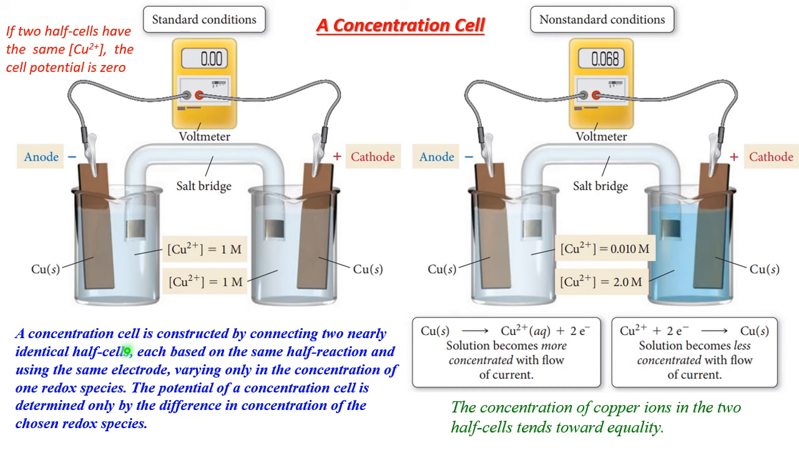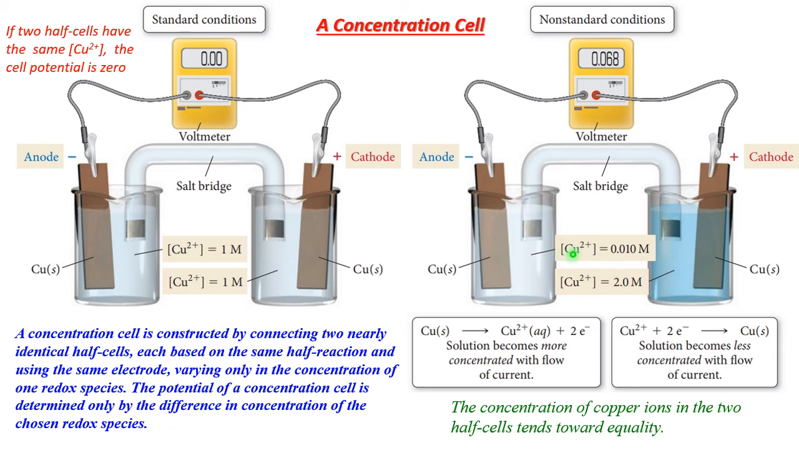The concentration cell of interest is constructed by connecting two nearly identical half cells, each of them based on the same half reaction and using the same electrode. The only difference is the concentration of one redox species in solution. The potential of this cell is determined only by the difference in concentration of the chosen redox species, or rather by the ratio of these concentrations.